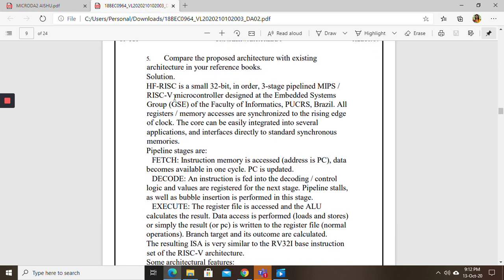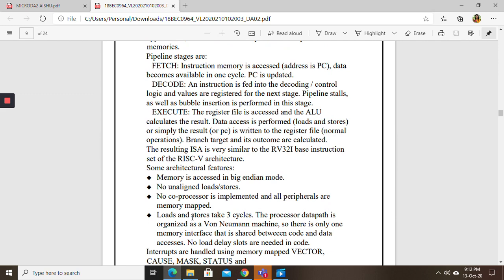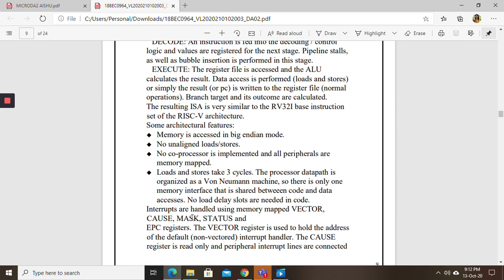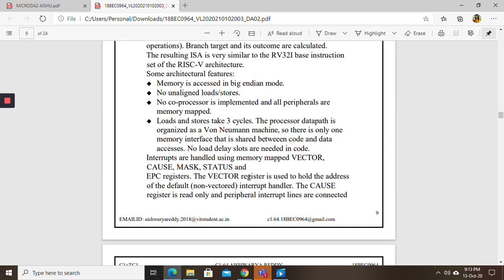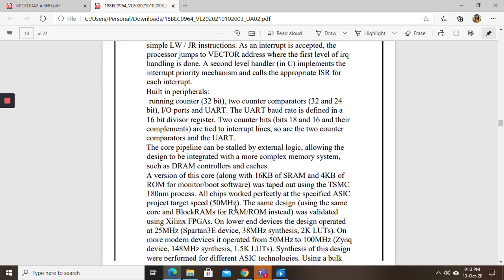HF-RISC is a small 32-bit, in-order, 3-stage pipeline. All registers access the rising edge of the clock. Pipeline stages are fetch, decode, and execute. Some architecture features are that memory is accessed in big-endian mode, no unaligned loads, and loads and stores take 3 cycles. These are all the points discussed.